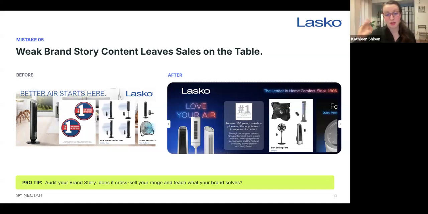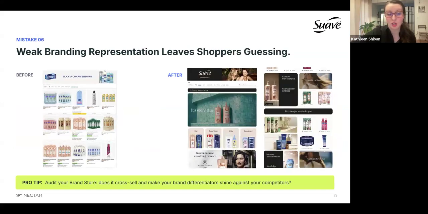Absolutely. I've seen brands that didn't have any brand story and added it, having an increase in branded traffic just from the recognition that that provides. So really important for organic and paid for sure.